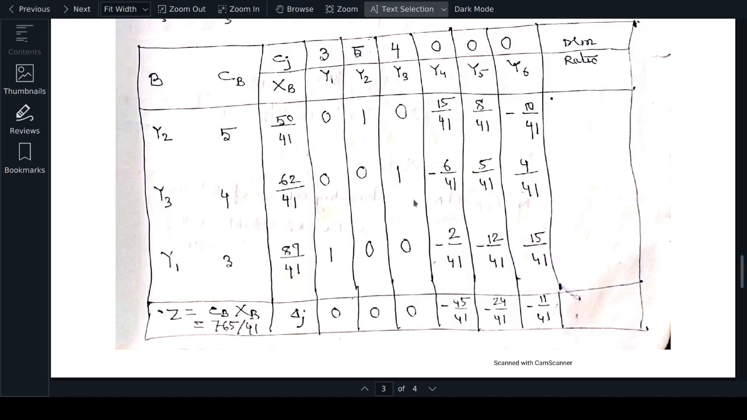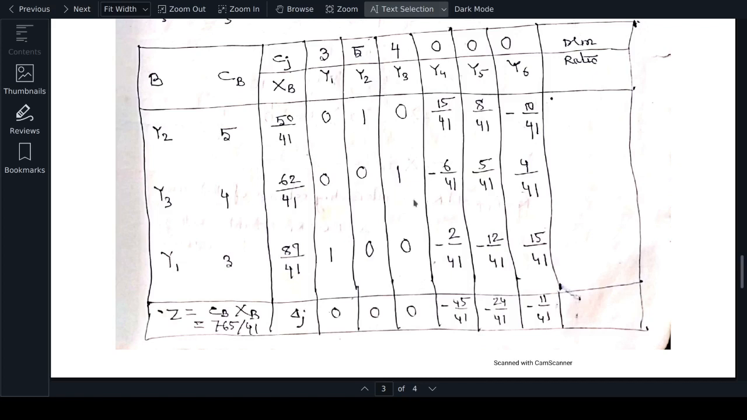No. We see all delta j values. In table 4, the first delta 1 value is 0. Delta 2 is zero. Delta 3 is zero. Delta 4 is negative. Delta 5 is negative. Delta 6 is negative. So we get all delta j values less than or equal to 0.